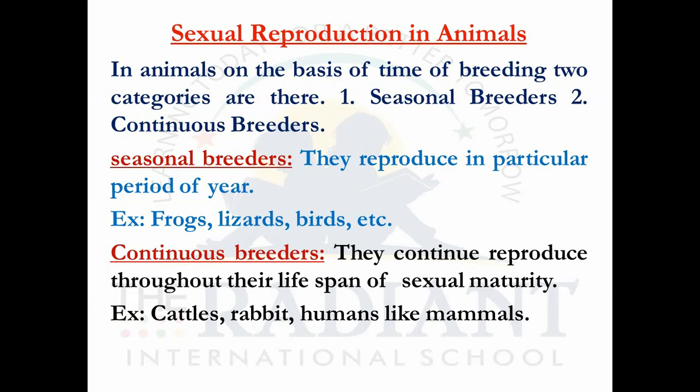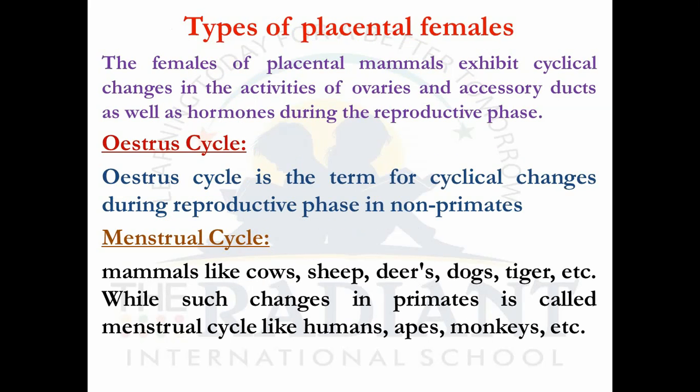In continuous breeders, there is no particular season. The whole year, at any time, they can reproduce. Like cattle, rabbits, humans, like all the mammals. All mammals are continuous breeders. Okay, so these are the classifications on the basis of breeding time in animals.